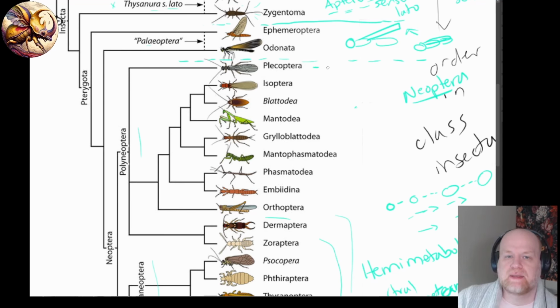So you have things like this. The Plecoptera are the stoneflies. These are insects that primarily spend their immature stages in the water. And then the adults will fly out. They usually are found around streams and rivers.